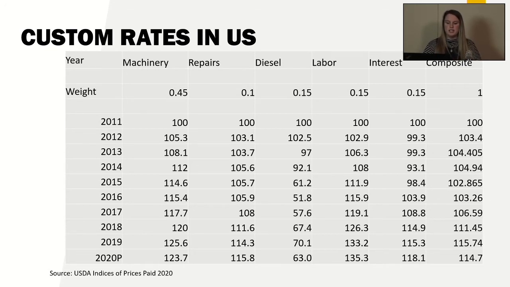And so you can see that in custom rates, machinery was down, repairs were up. Diesel was down because diesel prices were down. Labor was up. Interest was up. And then the composite was actually down from 2019. And so all these prices are in prices paid. And it's a report that USDA really sends out just to show what the custom rates look like for producers.